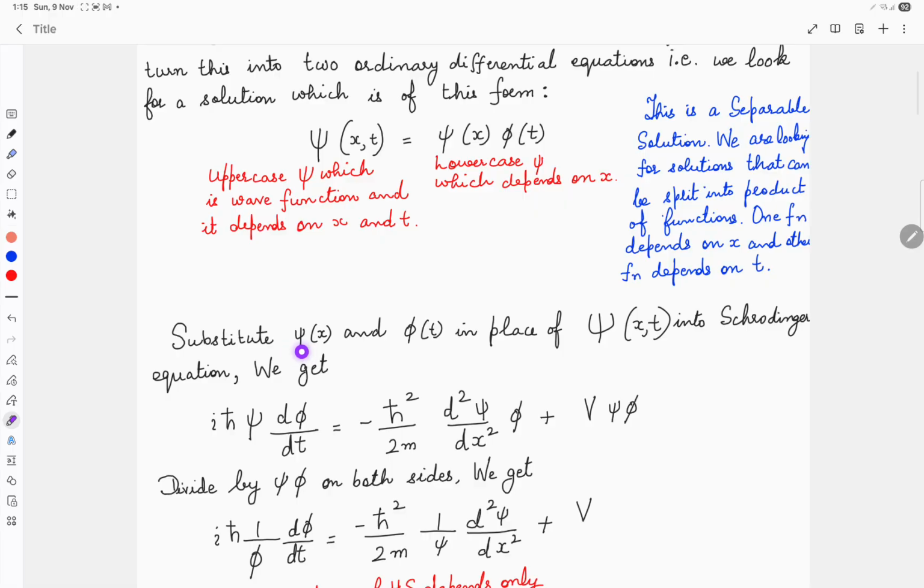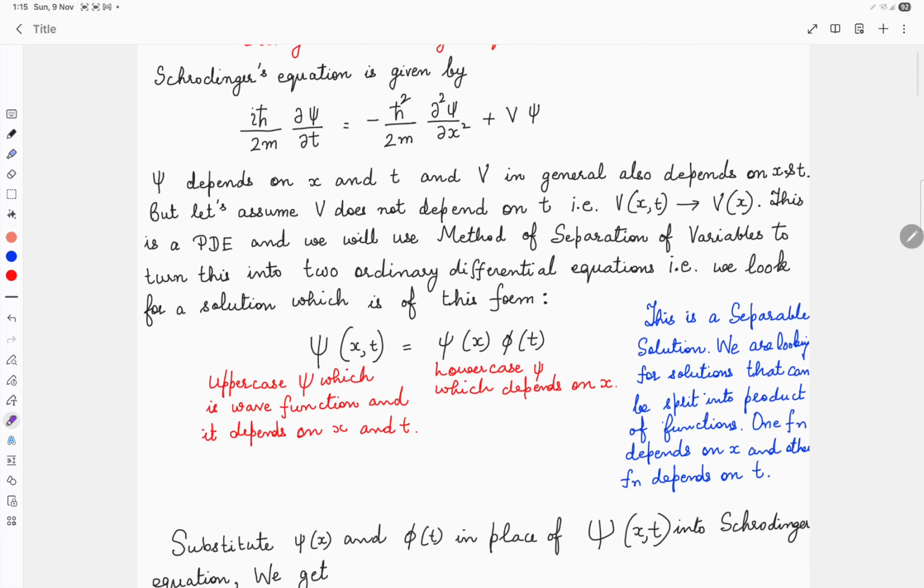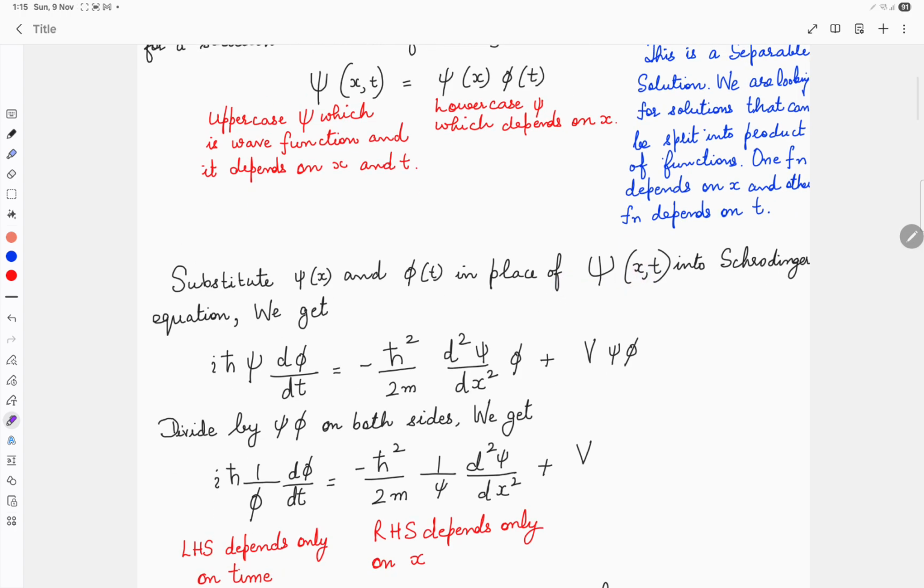Now substitute this relationship of capital psi, because in the Schrodinger equation this psi is actually the psi which depends on x and t both, right? So when we are trying to solve this using the method of separation of variables, we will substitute the value of this wave function with this separable solution. So we will use capital psi equal to small psi times phi. That's what is done by substituting this.